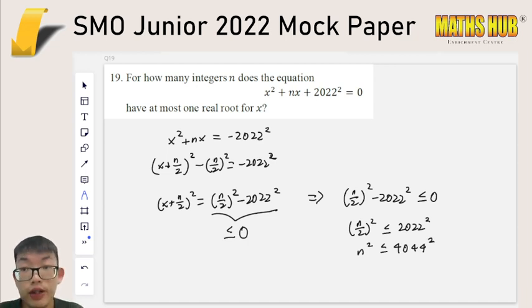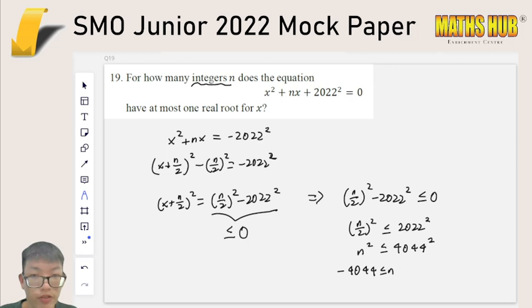Now remember to read the question very carefully. It says integers. It does not say positive integers. So if n squared is less than or equal to 4044 squared, n is actually between negative 4044 and 4044. Right? Don't just say it is from 0 to 4044 or 1 to 4044 and forget the negatives. So therefore, you have 4044 positive, 4044 negative, and a 0. So the number of integers is 2 times 4044 plus 1, which is 8089 solutions.